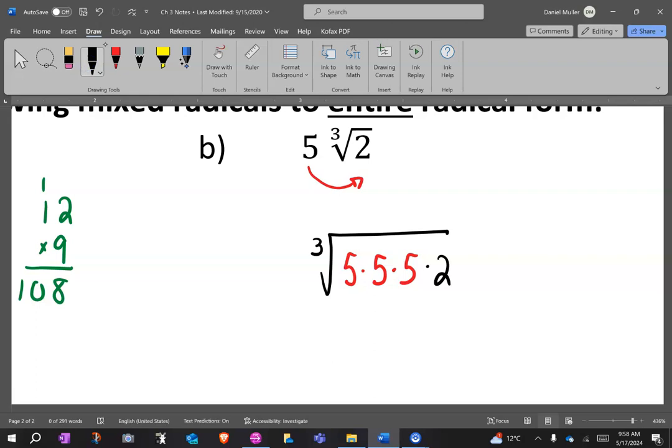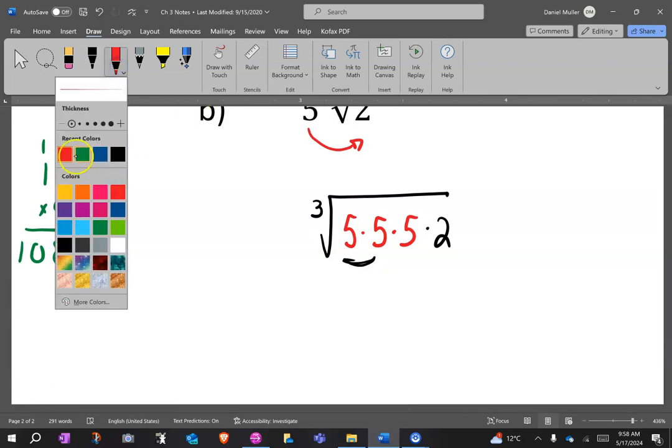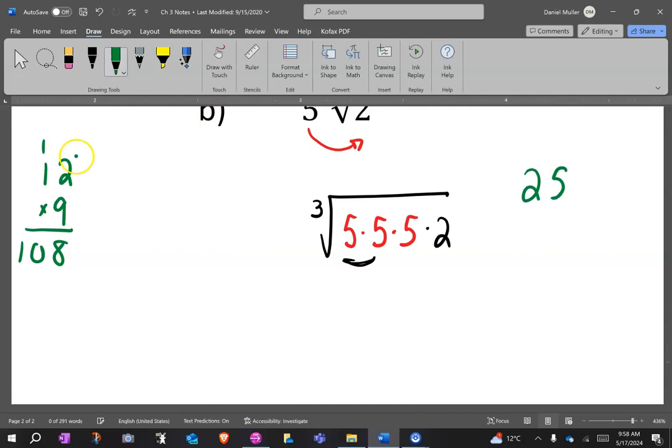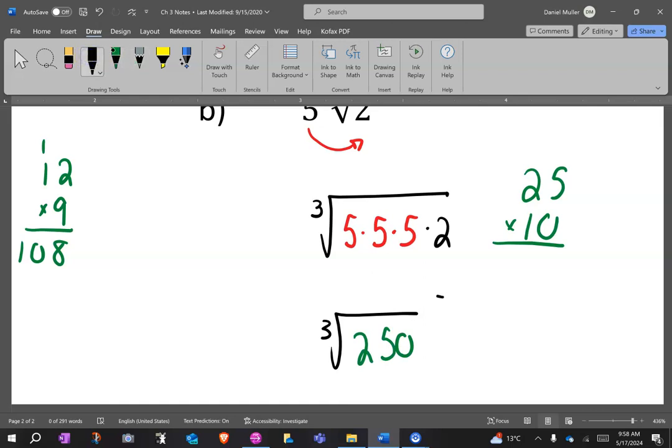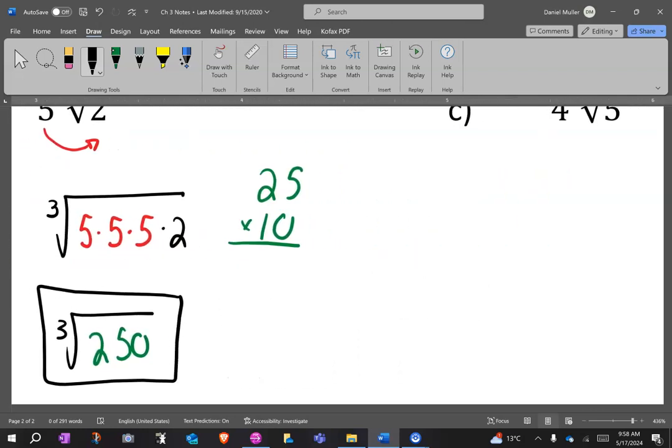So we can look at how to multiply this. Sometimes when there's 4 numbers, I like to multiply 2 together. So I can multiply 5 times 5, which is 25. And 5 times 2, which is 10. And I can multiply those. 25 times 10, well, that's just 250. So actually, I can just write that as 250. Now don't forget that cube root symbol.